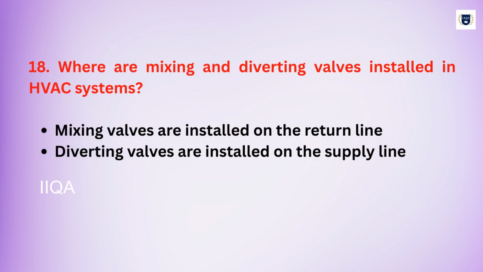Where are mixing and diverting valves installed in HVAC systems? Mixing valves are installed on the return line. Diverting valves are installed on the supply line.